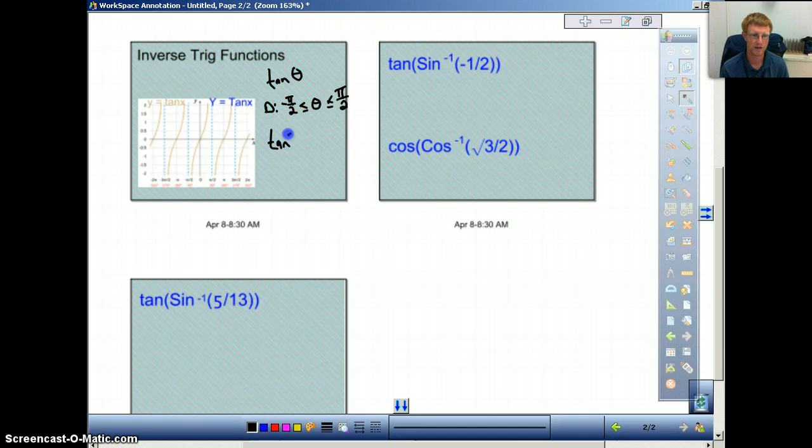So then the inverse tangent will become: our domain is what the range is for regular tangent, which was all real numbers, and that stays all real numbers. And the range will be the same as the domain there, because remember, we're just reversing everything. So negative pi over 2 is less than or equal to y, which is less than or equal to positive pi over 2.